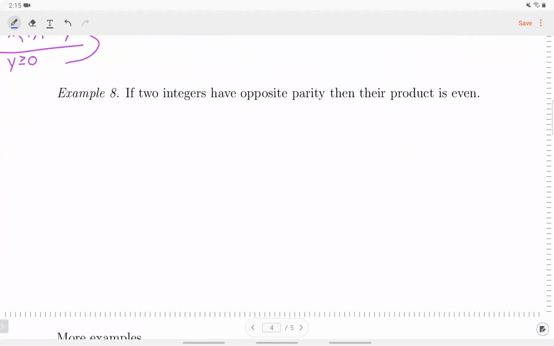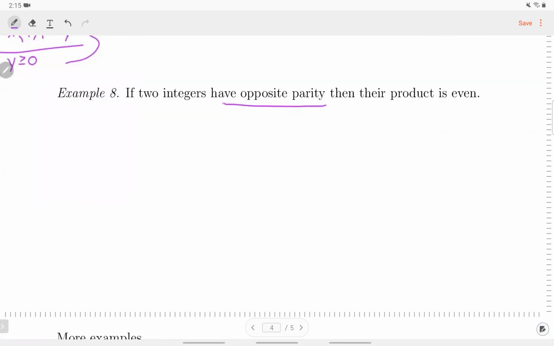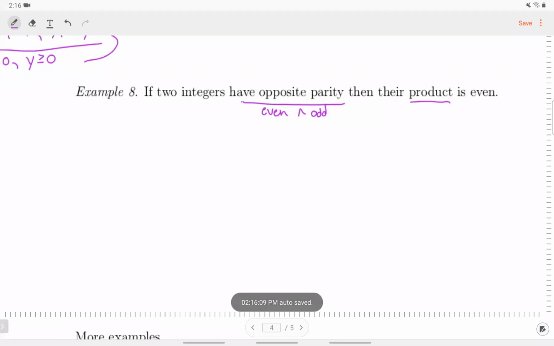If two integers have opposite parity, then their product is even. What does opposite parity mean? Yeah, one's even, one's odd. I'm talking about their product, so does it matter which one's which? No. If it was talking about subtraction, I'd have to technically handle both, right? Odd minus even is different than even minus odd, though they both work out to be odd. But since we're doing product, it doesn't matter, so I can use without loss of generality.